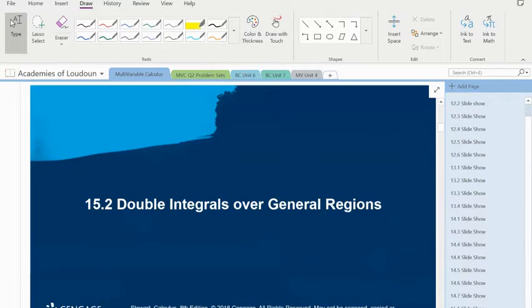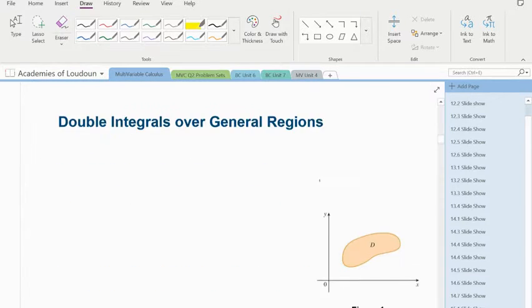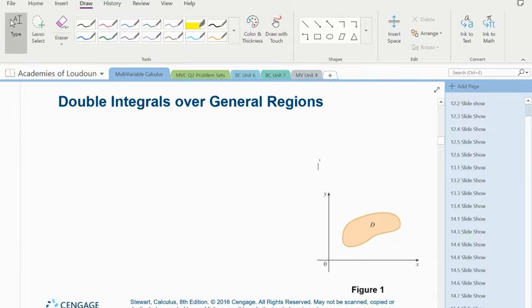This is Unit 4, Multiple Integrals, Section 15.2, Double Integrals over General Regions. For single integrals, the region over which we integrate is always an interval. But for double integrals, we want to be able to integrate a function f, not just over rectangles, but also over regions D of a more general shape, such as the one illustrated in Figure 1.